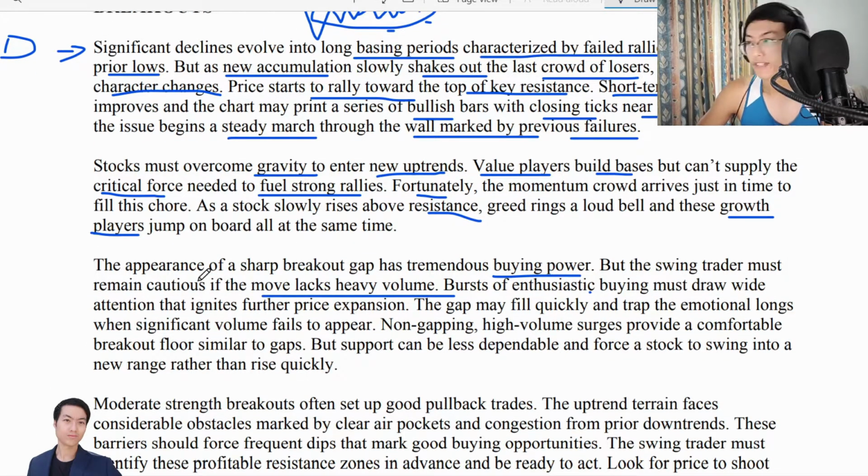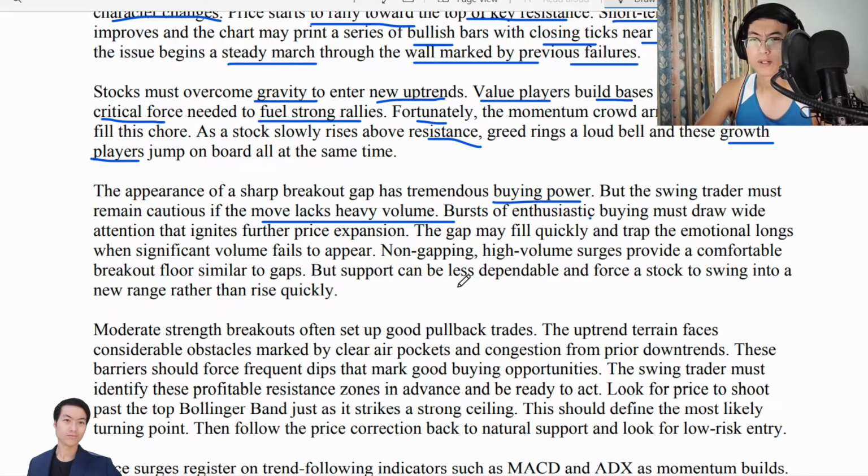So now some cautionary advice. The appearance of the sharp breakout gap has tremendous buying power, but a swing trader must remain cautious if the move lacks heavy volume. If it's just a little bit of volume but the price breaks out, that may mean one or two institutions are moving the market and breaking it out. They are able to manipulate the market, especially if it's a small market cap, because they can just fuel a breakout. Then the people who want to trade this jump in, and this guy just sells and breaks it down, so it becomes a false breakout.